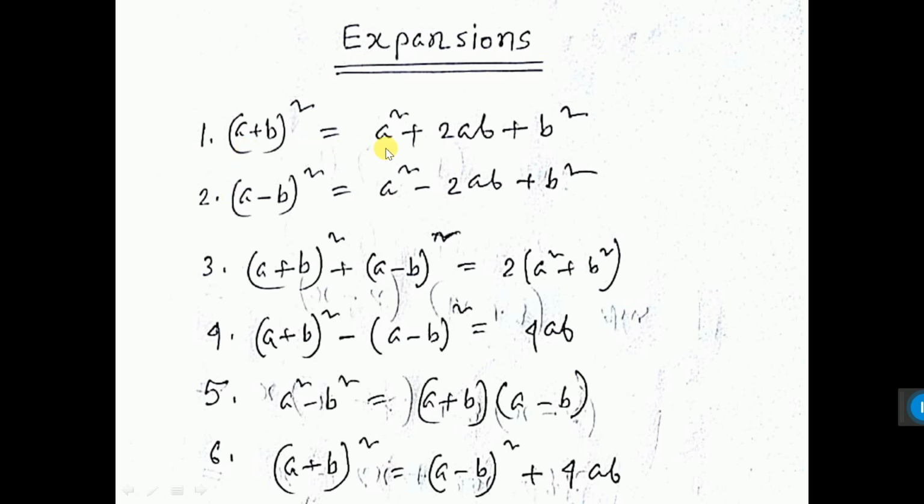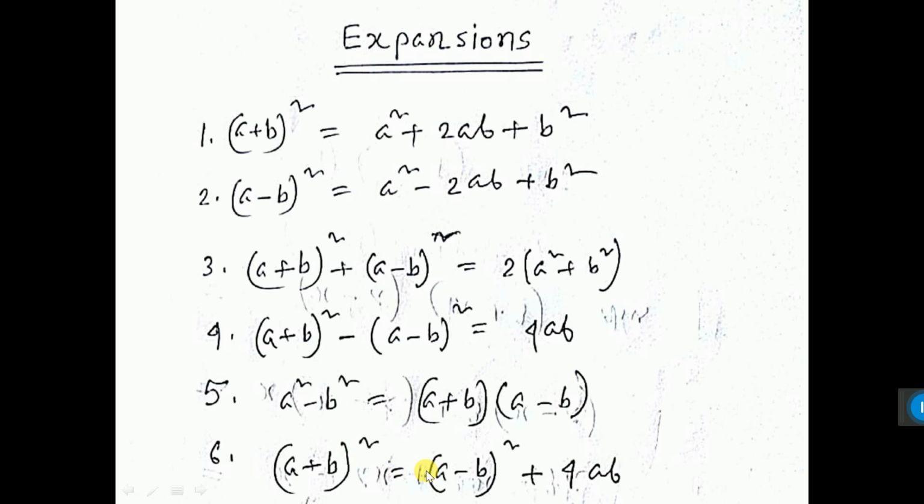(a + b) whole square formula, that you have learnt already. (a - b) whole square you have learnt. But in this class you have to learn this: (a + b) whole square plus (a - b) whole square equal to 2 into (a square plus b square). And (a + b) whole square minus (a - b) whole square is equal to 4ab. Then a square minus b square equal to (a + b) into (a - b). This one also you have learnt in the previous class.